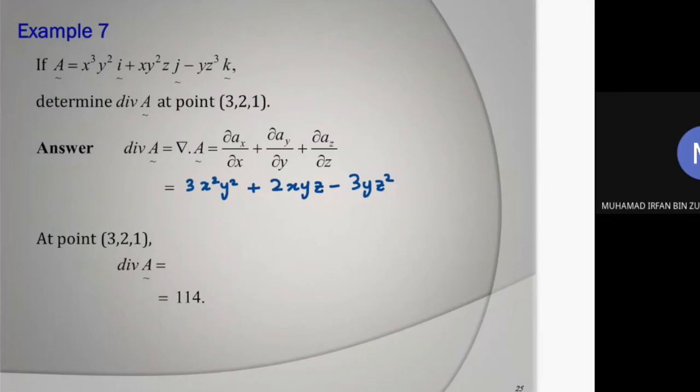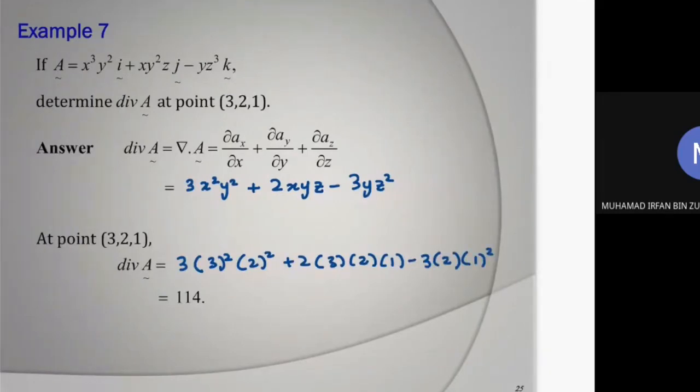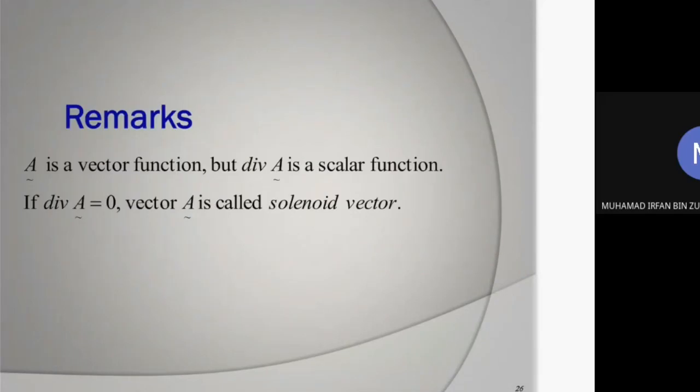At point (3, 2, 1), you will get 3 squared times 2 squared plus 2 times 3 times 2 times 1 minus 3 times 2 times 1 squared. So this is equal to 108 plus 12 minus 6. This is equal to 114. A is a vector function, but divergence A is a scalar function. If divergence A is equal to 0, vector A is called a solenoidal vector.